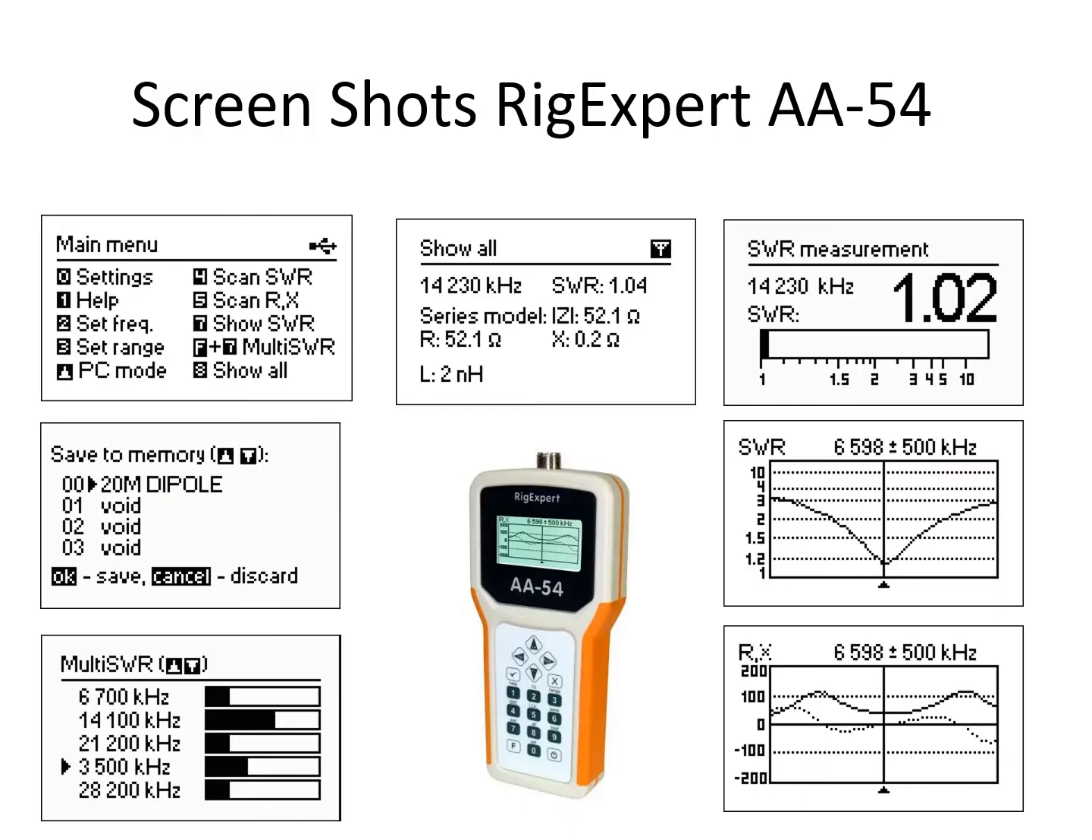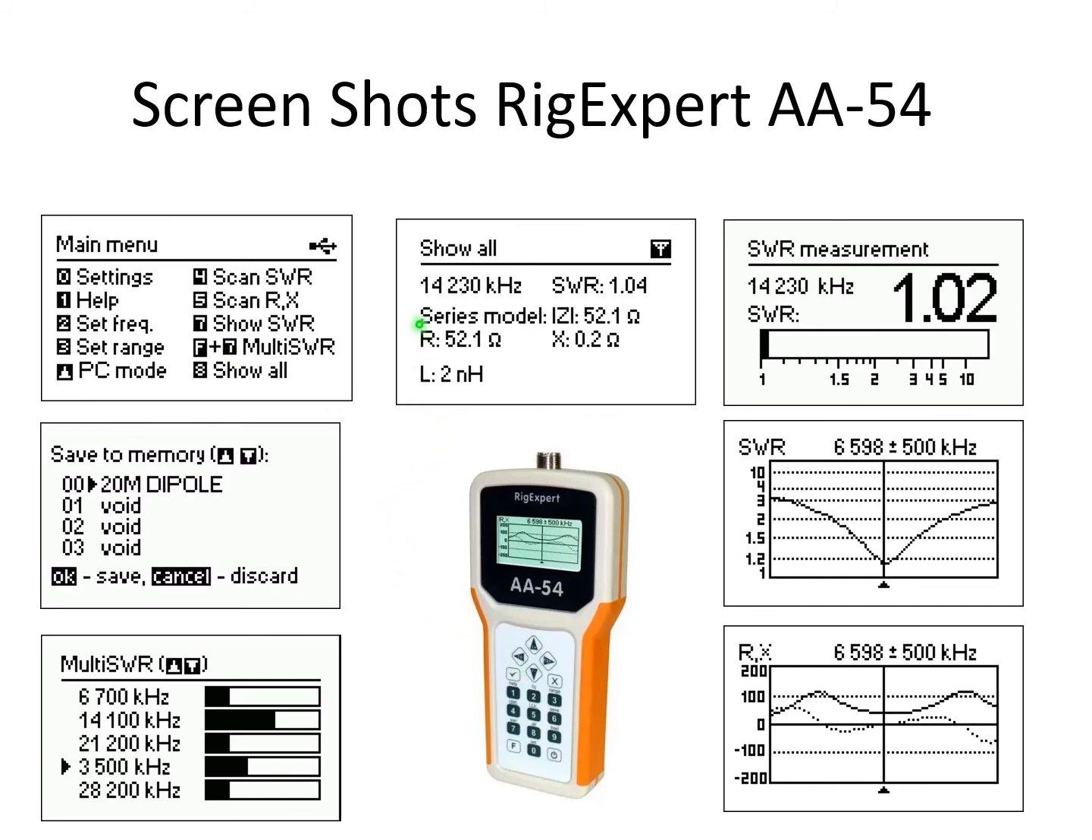These are examples of screenshots off the AA54 that I have. Up here is just kind of the main menu. If I want to set the frequency, I hit the 2 button, and then I enter the frequency. And then when I set the range, I hit the 3 button, and I set the range. And then I can have it scan the SWR, and I can save it. I think the 6 button is what you use to save it.